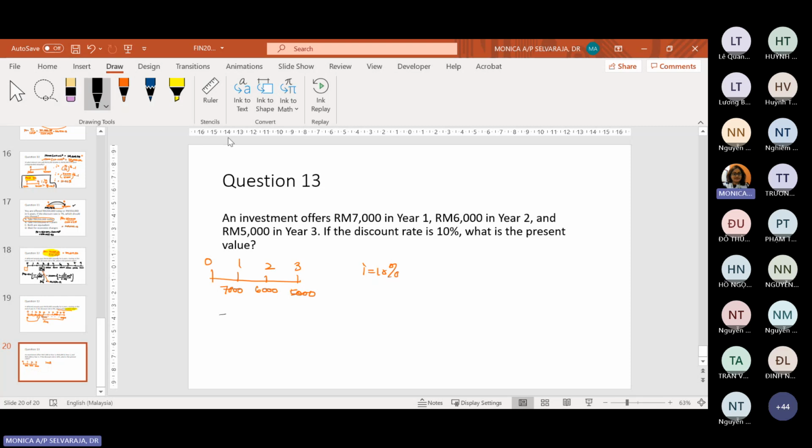So the present value formula is future value divided by 1 plus i to the power of n.